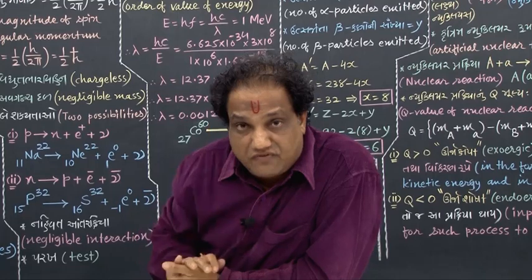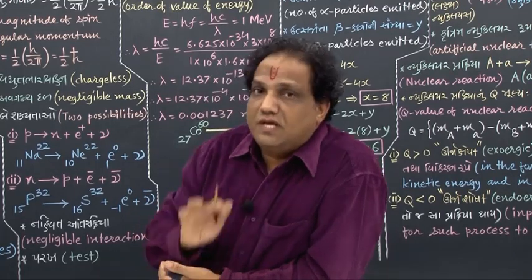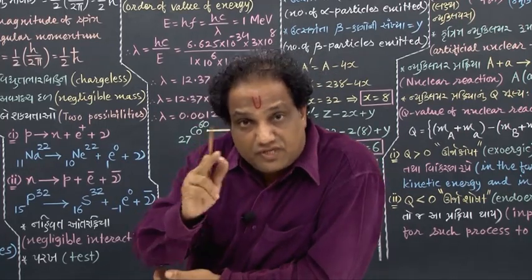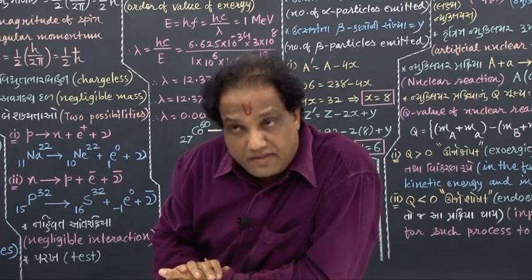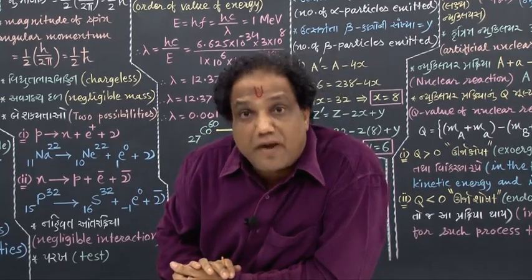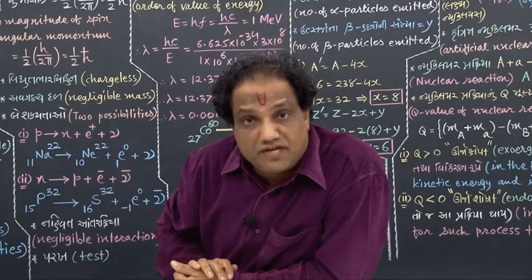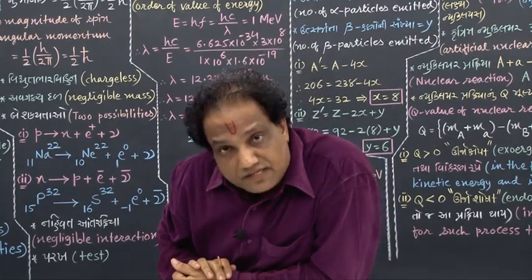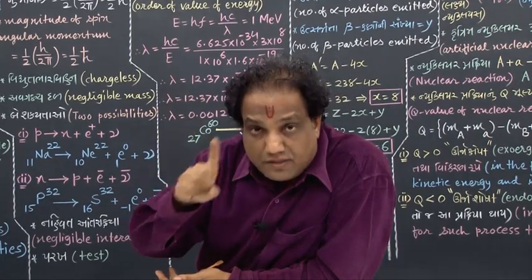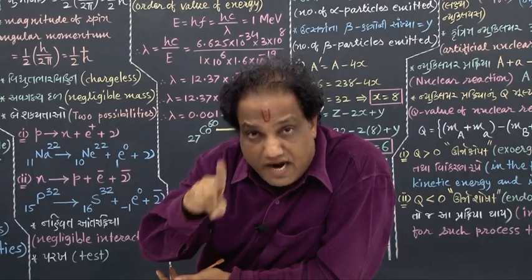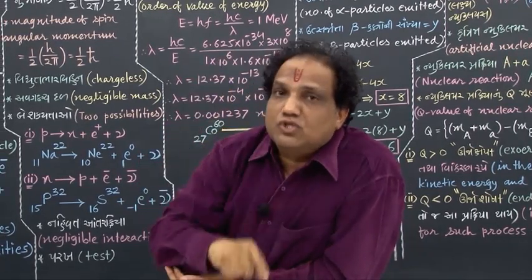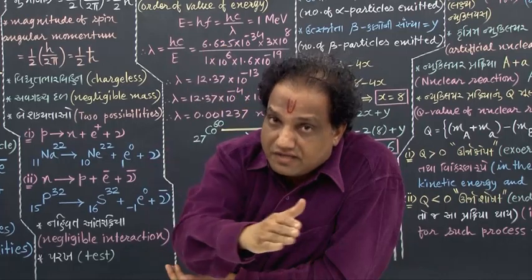Decay, D-E-C-A-Y. Decay means, look, whenever any radioactive element is there, it would simply emit an alpha or beta particle and will get transformed into a new element. The original element is called the parent element, the newly formed element is called the daughter element, correct? Fine. So what happens as time passes on? In a parent atom, the number of undisintegrated atoms goes on decreasing. Decreasing means decaying. So you can say the parent element decays.